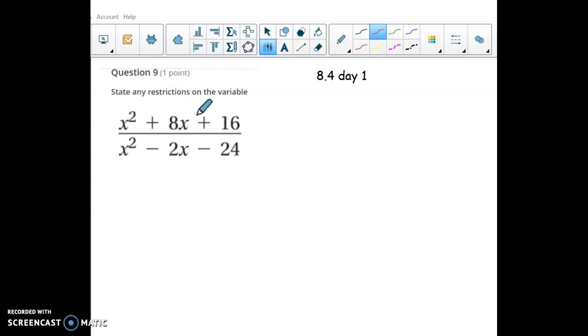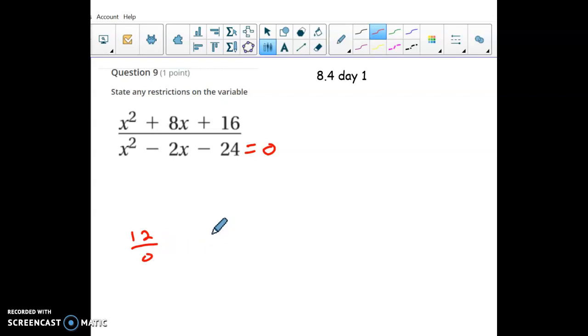Okay, this is 8.4 day 1, number 9, and we have to state the restrictions on this one. So restrictions again are basically when is this little expression equal to 0. All right, and so the idea is if you have a fraction, you can't have 0 in the denominator, right? You can't do 12 divided by 0.